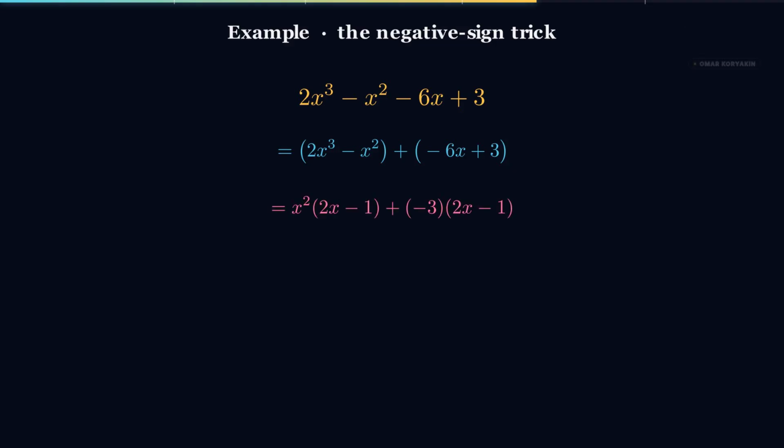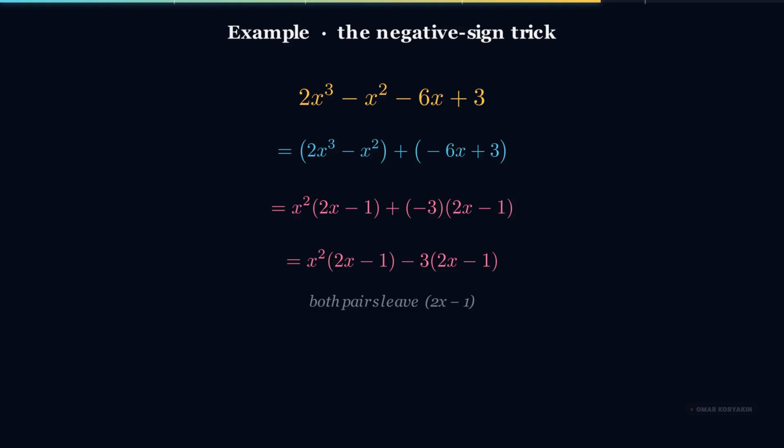Factor the first pair: x squared times the binomial 2x minus 1. For the second pair, factor out negative 3. Negative 6x divided by negative 3 is 2x. 3 divided by negative 3 is negative 1. So the second pair becomes negative 3 times 2x minus 1. Both pairs now share the binomial 2x minus 1. We can rewrite the second pair as negative 3 times 2x minus 1, which makes the shared structure obvious.